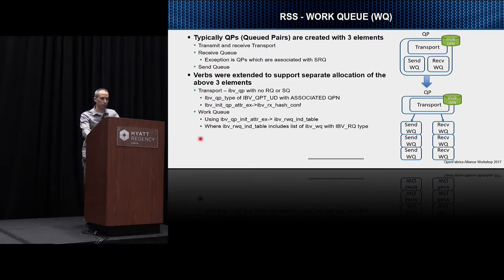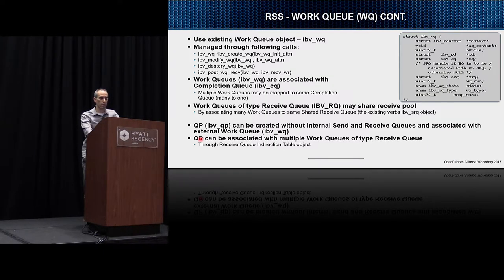Okay, I explained that, so I'll skip. In terms of work queue, we already have that upstream. There's the create work queue, modify work queue, destroy, and post work queue receive. This is how we populate the work queue with receive descriptors. That is already there, and we'll be reusing that for IP over IB RSS support as well.